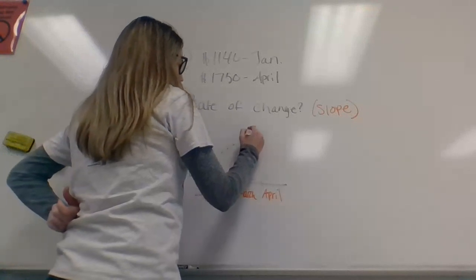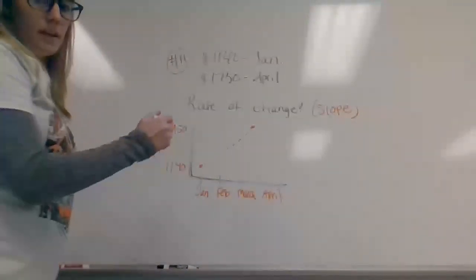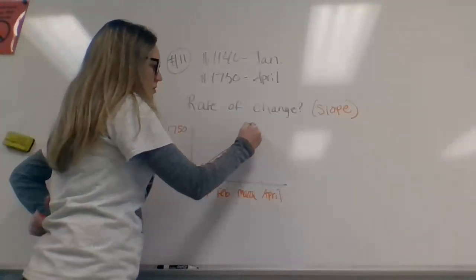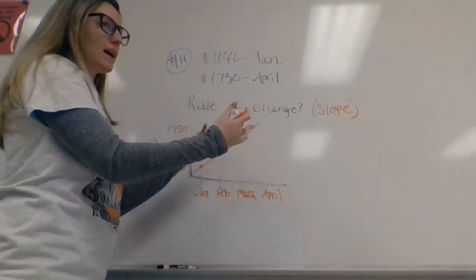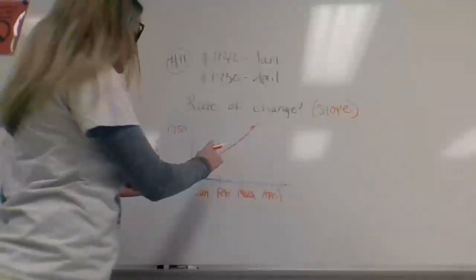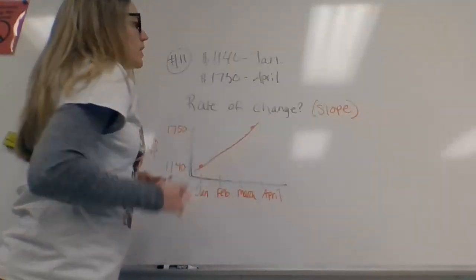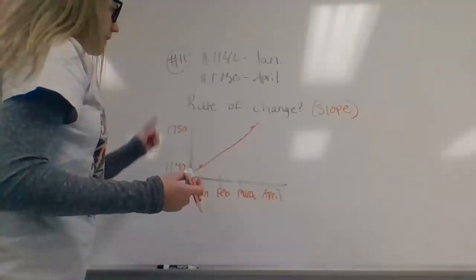Now, if you graph these as a line, you can see that the line is going up from left to right. So I know that my rate of change is positive, or my slope is going to be positive because we are going up. So that's a way to double check your answer.